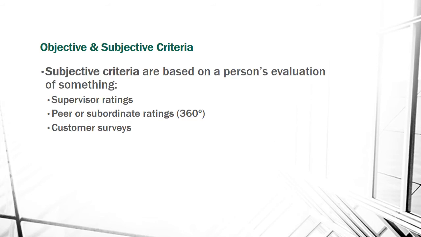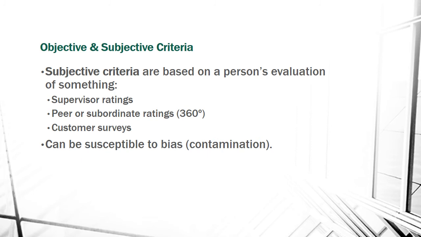On the other side, subjective criteria are criteria that involve a person's evaluation of something. So supervisor ratings of your performance, peer ratings, even subordinate ratings, customer survey feedback, those all involve a person making a judgment or an evaluation about your performance. The major criticism of subjective criteria is that they could be susceptible to bias. In the language of criteria, we talk about this as contamination, extra stuff that's not really your job performance, that nevertheless impacts how you're evaluated and rated.